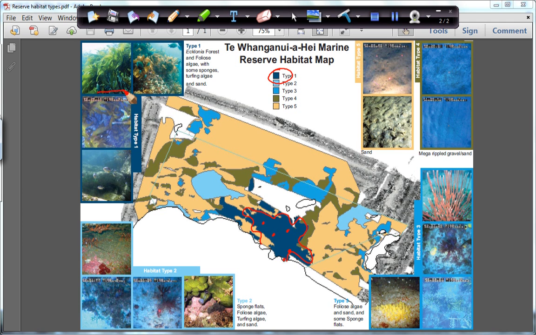So here we can see the Aclonia forest. We've also got some foliose algae, so some laminaria algae there, a few different sort of species. We've got a few sponges in here, and we've got turfing algae, and there's also patches of sand as well, and I'm sure we're going to see this on our dive site. So that gives you a bit of a heads up in terms of where we're going and what we might expect at our dive site.